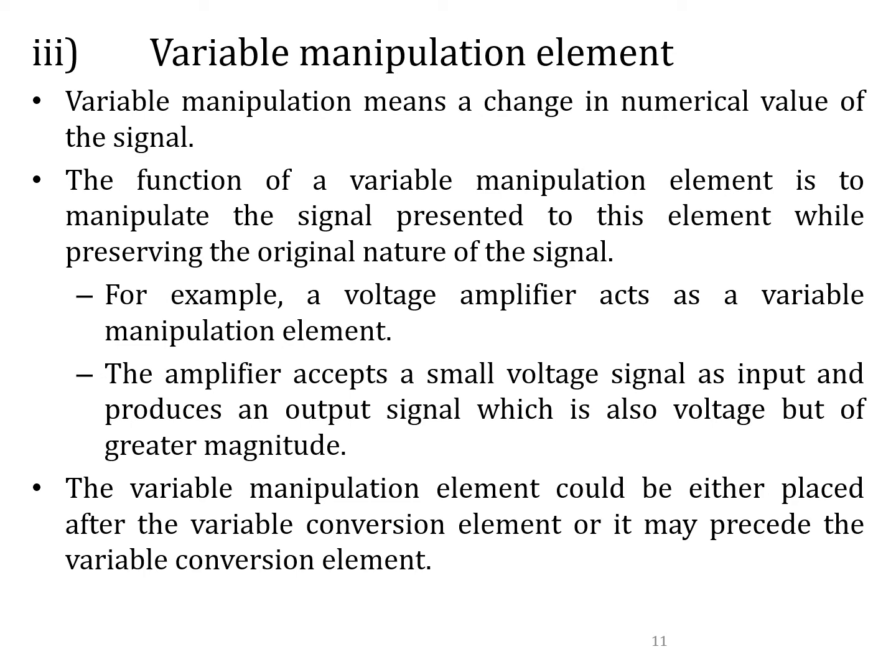The amplifier takes a small voltage signal as input and produces an output signal which is also voltage but of greater magnitude. The variable manipulation element could be either placed after the variable conversion element or it may precede the variable conversion element.